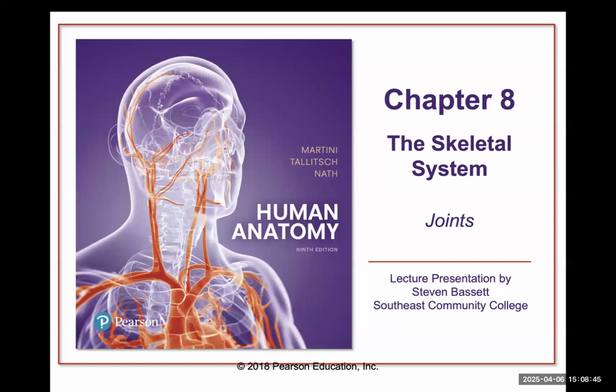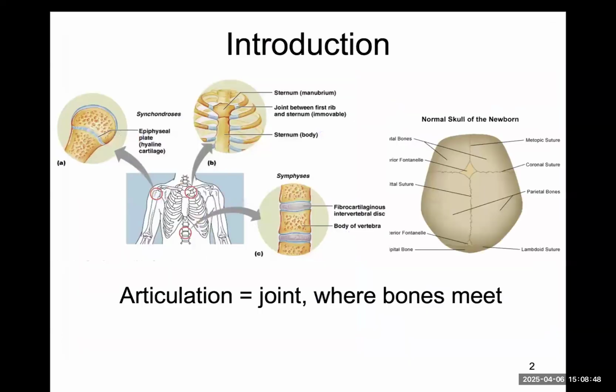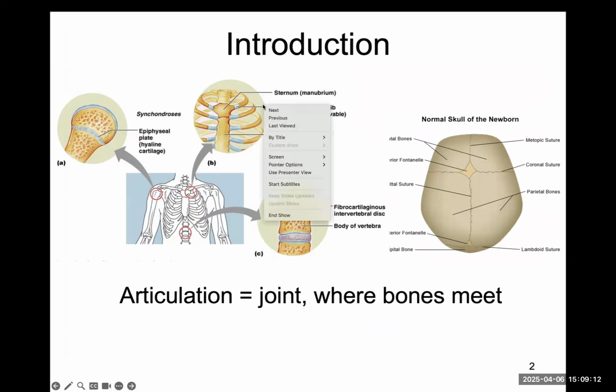Okay, so chapter 8, that's still part of the skeletal system, because just because you have bones doesn't mean that it works. The bone needs to be connected to something, and it needs to be connected to other bones in order for movement to occur, and in order for you to create a structure to protect the organs and things of that sort. So the fancy word for joint is articulation. Articulation means joint, and that's where the bone meets.